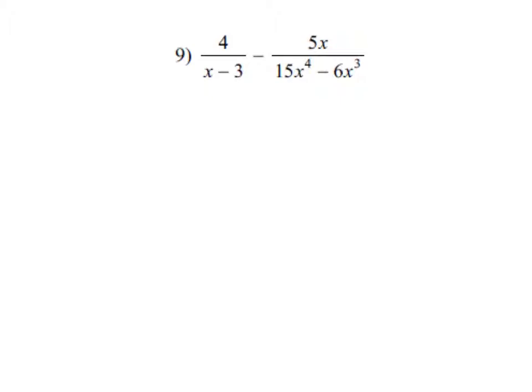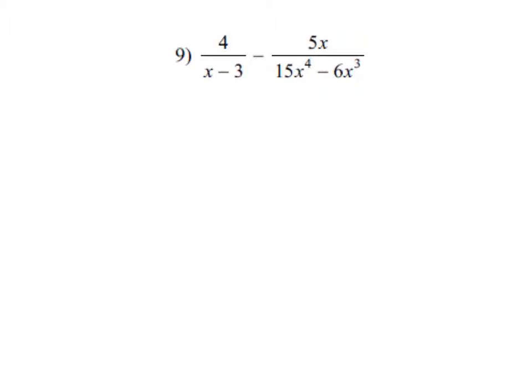Now you could probably go back to your homework and practice a few more, but I think I'm just going to finish out the notes and show you some different things that can happen with these denominators in the process of you trying to get a common denominator. So looking at number 9 in your notes, this one here has an x minus 3.